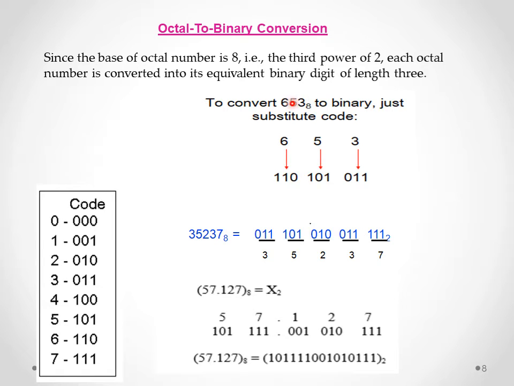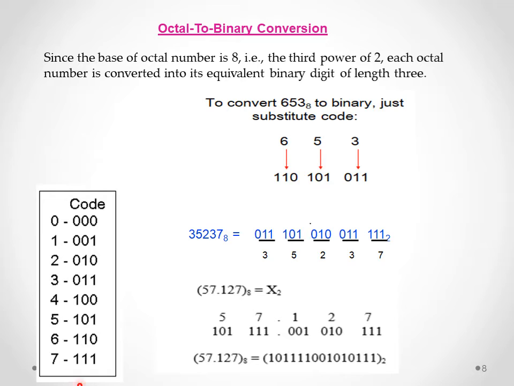For example, I want to convert the octal number 653 to binary. Just substitute the corresponding code. We know 0 is equal to 000, 1 is equal to 001, 2 is equal to 010, 3 is equal to 011, 4 is equal to 100, 5 is 101, 6 is 110, 7 is 111.